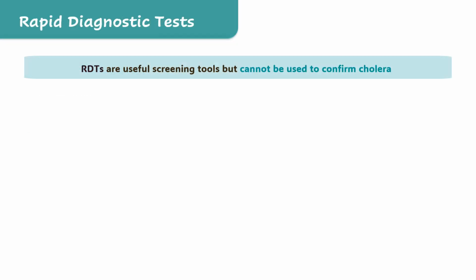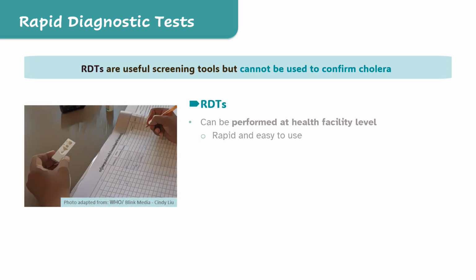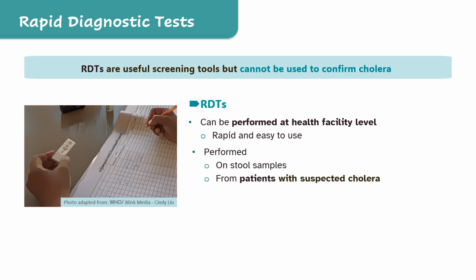Rapid diagnostic tests for cholera, RDT, may be available at your facility. If so, they are useful screening tools. However, they cannot be used to confirm cholera. RDT can be performed at the health facility. They are rapid and easy to use. They are performed on stool samples from patients who meet the definition of a suspected cholera case.